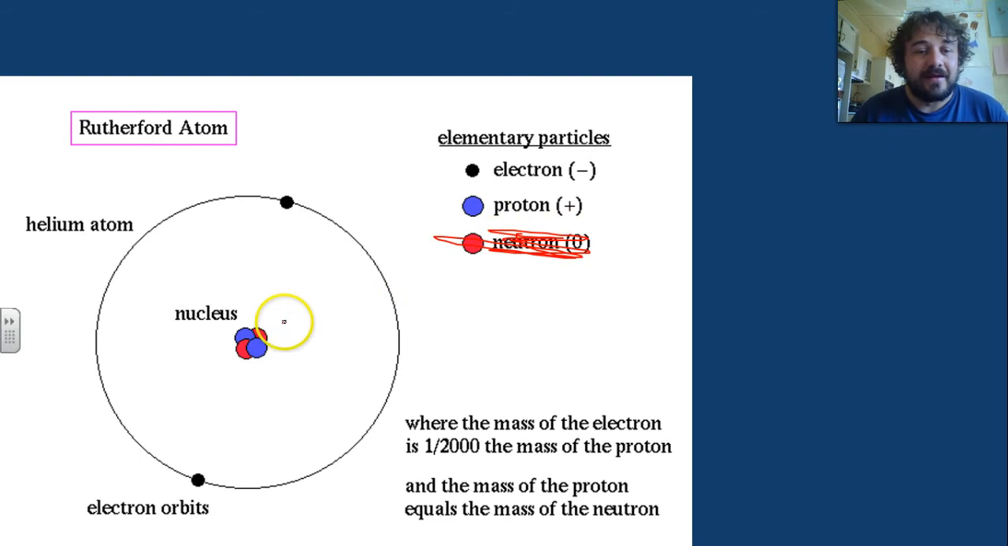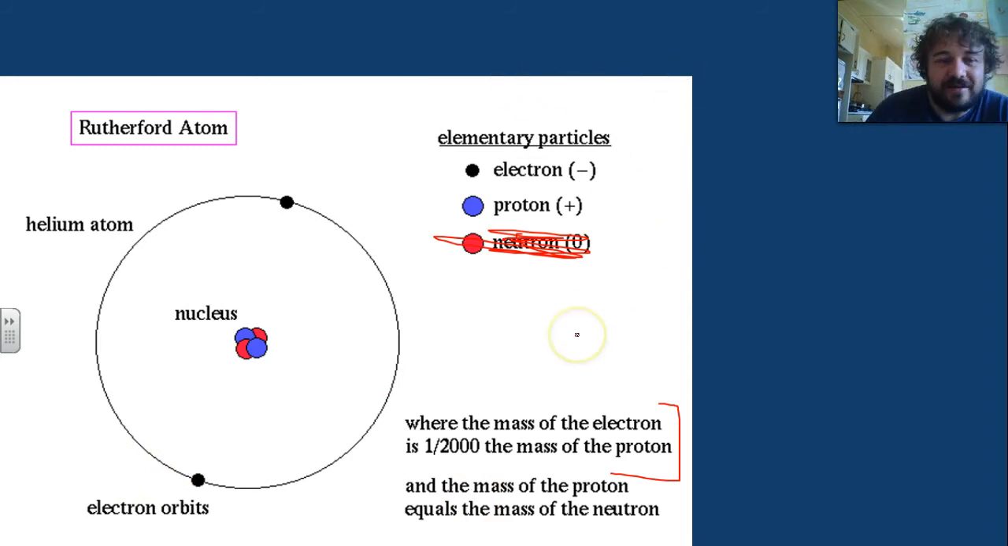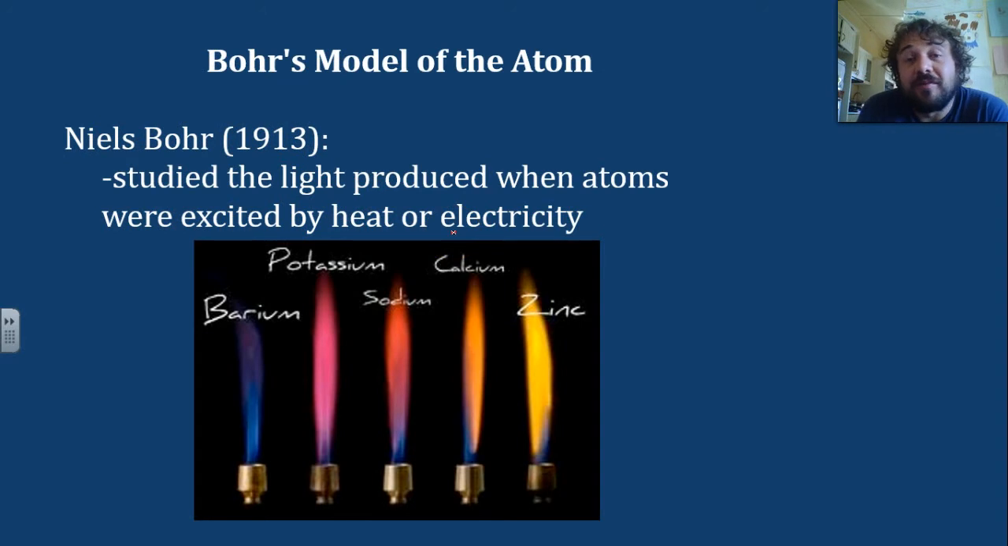He didn't know about that yet. Positive nucleus, electrons spinning around. So the mass of the electron is 1/2000th that of a proton, and the mass of the proton equals a neutron. Again, don't know about neutrons yet. We'll get to that. Alright, so Bohr's model of the atom.